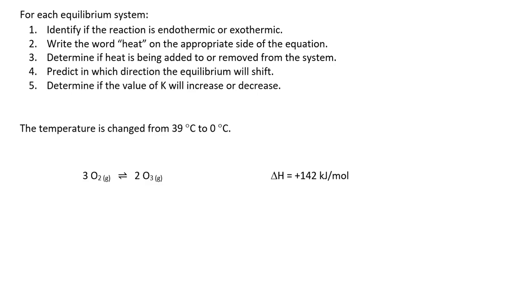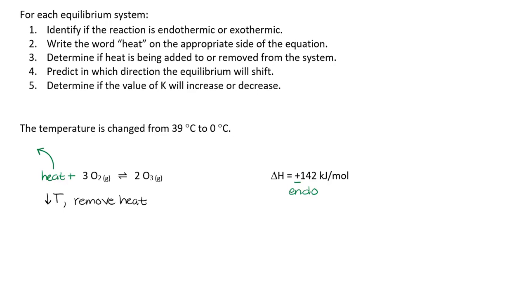So the first thing we do is we assess our enthalpy, or whatever information we're given about that to determine if the reaction is endothermic or exothermic. We have a positive value of delta H, so that tells us that we have an endothermic reaction. Endothermic reactions absorb heat, and we write heat as a reactant. In this example, there's a decrease in temperature, so that means that we remove heat from the system. So heat is being removed.